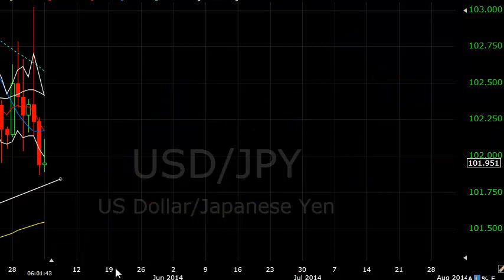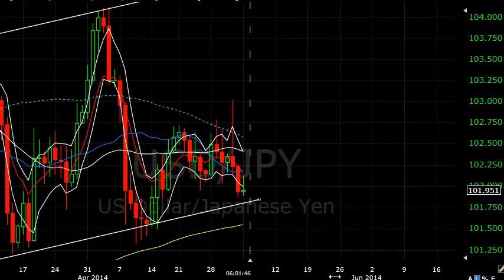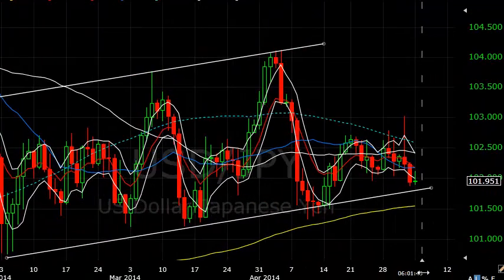Right, okay, so let's have a very quick look at the markets. Obviously it's a bank holiday here in the UK today, so the markets are very slow. This is a daily chart of the dollar yen. It's coming back down to the lower trend line again. It poked up on Friday. I thought that was it, we were off to the races.